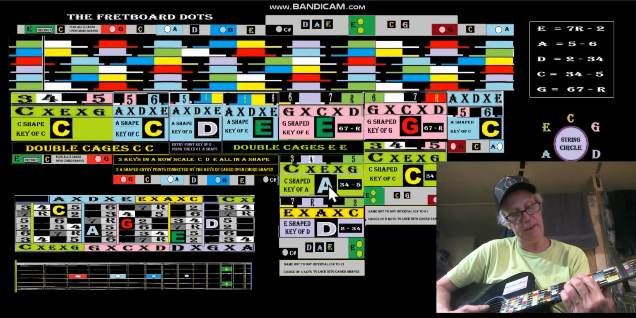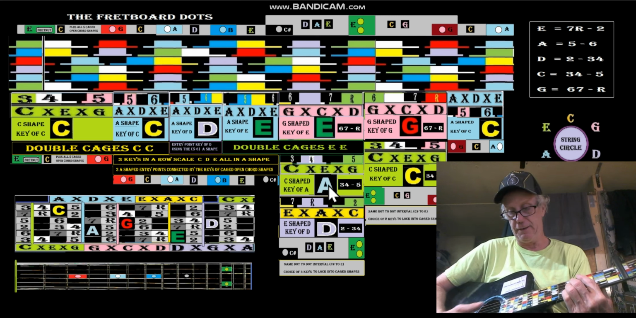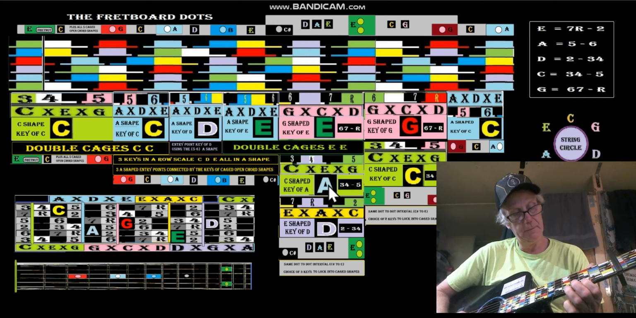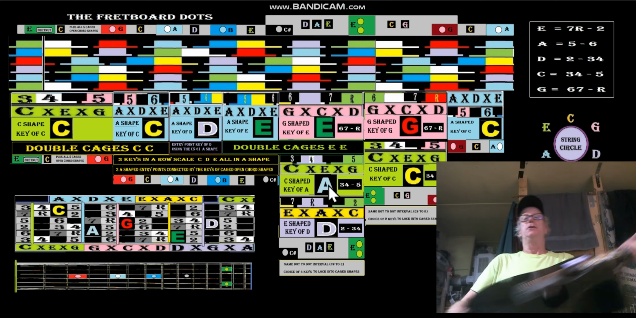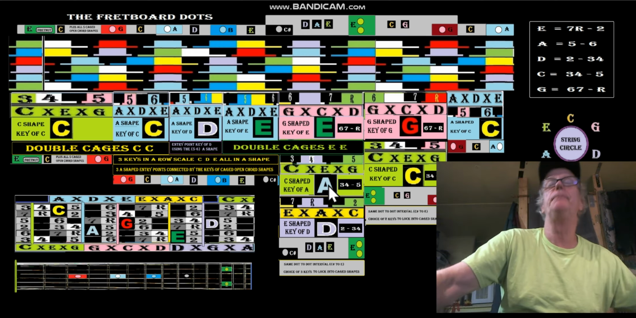So if you're playing like an A-shaped C, okay, if you want to play an A minor pattern, it'd be, that's going to fit into, see what I'm saying? So it fits into it. You want it to fit in.